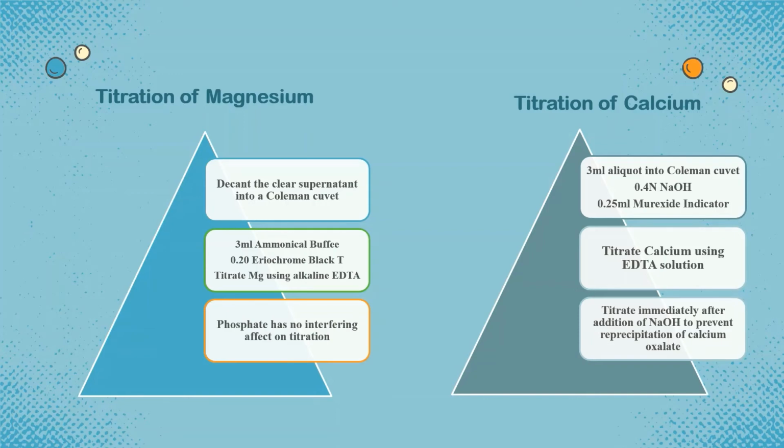For titration of calcium, we take a 3 ml aliquot into a conical flask. We use 0.4 N NaOH and 0.25 ml murexide indicator. We titrate calcium again using EDTA solution. We titrate immediately after addition of NaOH to prevent reprecipitation of calcium oxalate.